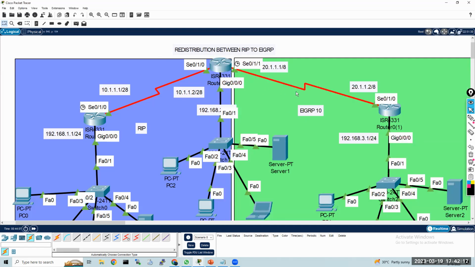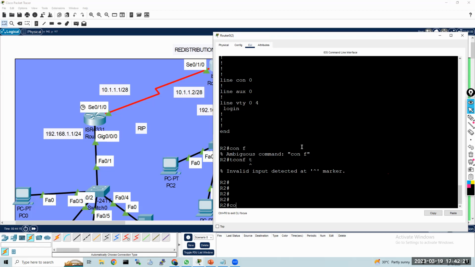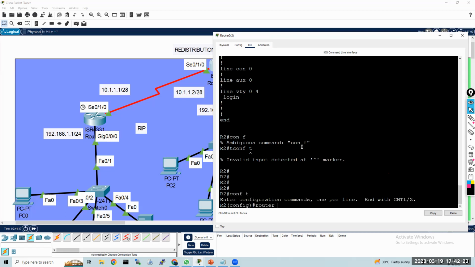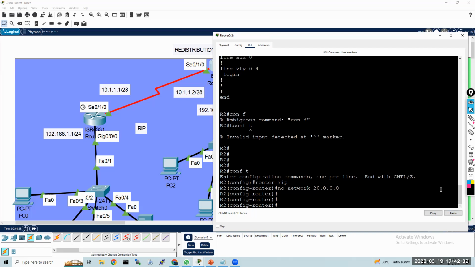So 20 network is EIGRP. Oh, okay. Right. So we have to remove that. Okay, router RIP, no network 20.0.0.0. Yeah.